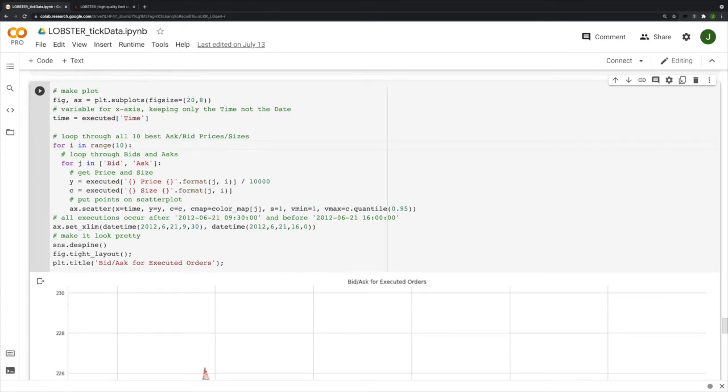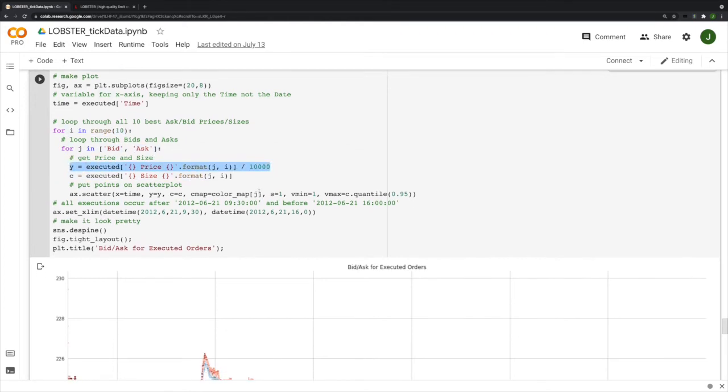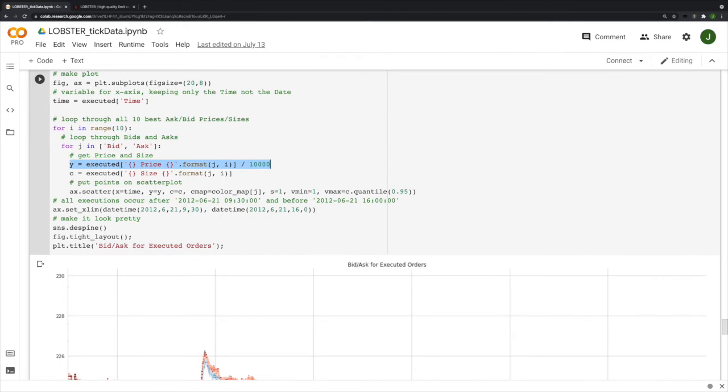Then I'm looping through range 10, because this goes from 0 to 9, and those are the bid and ask prices that I have. I have ask price 0, bid price 0, and so on. So I'm looping through 0 through 9, and then I'm looping through bids and asks, and then I'm creating this Y column, which is from the executed.